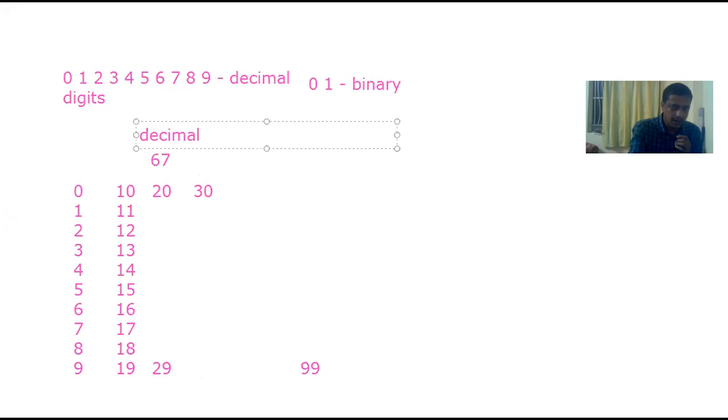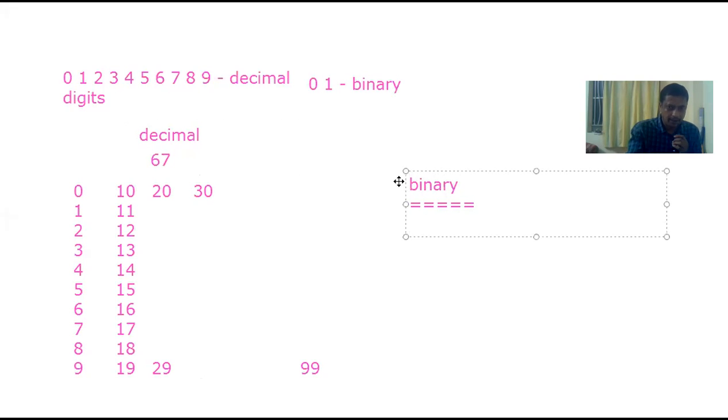Now in the same way, if I want to go for binary, what do I have to do? In the case of binary, I have only 2 digits. I don't have 10 digits over here. So what I have is 2 digits: I have 0 and then I have 1.